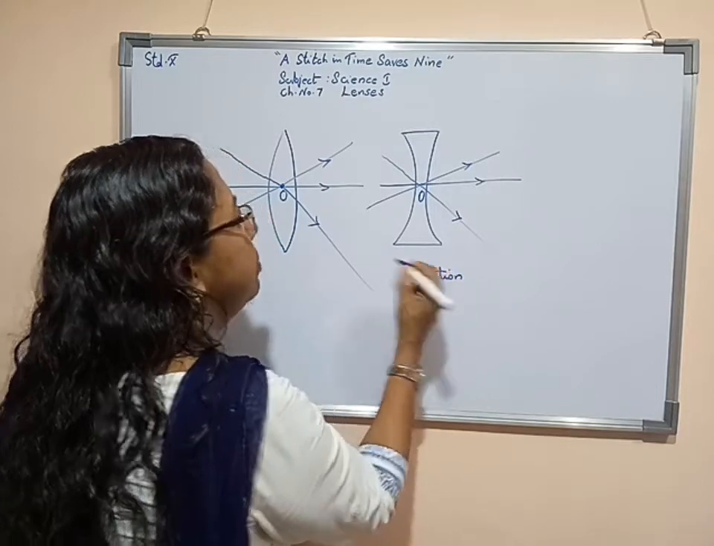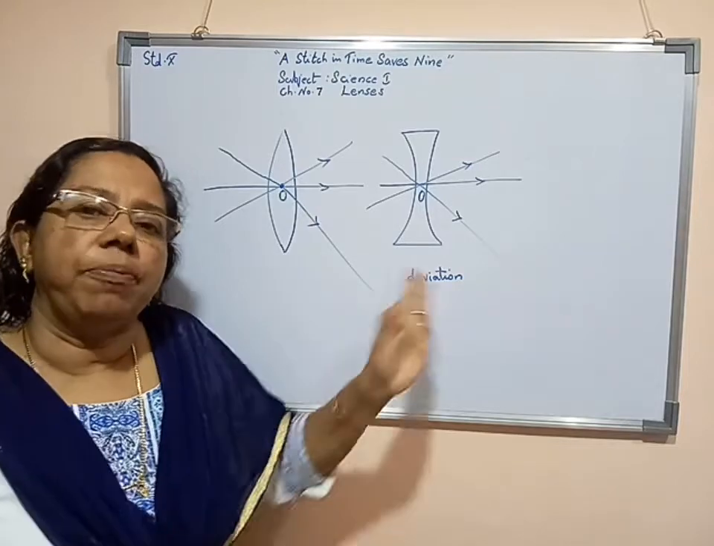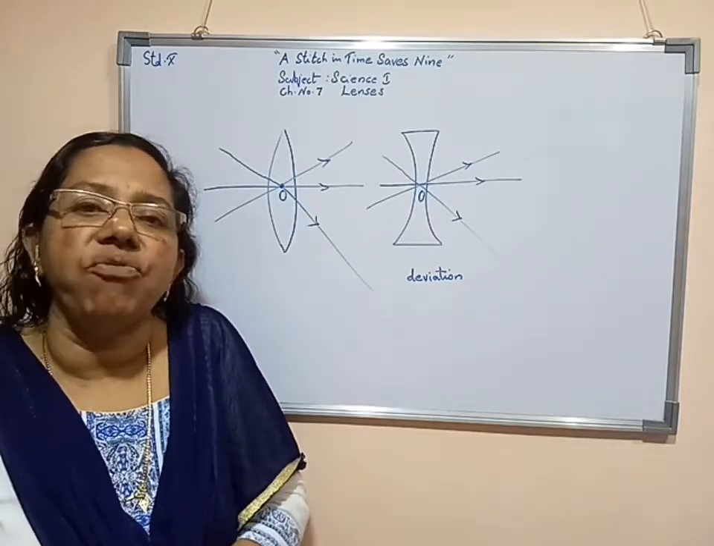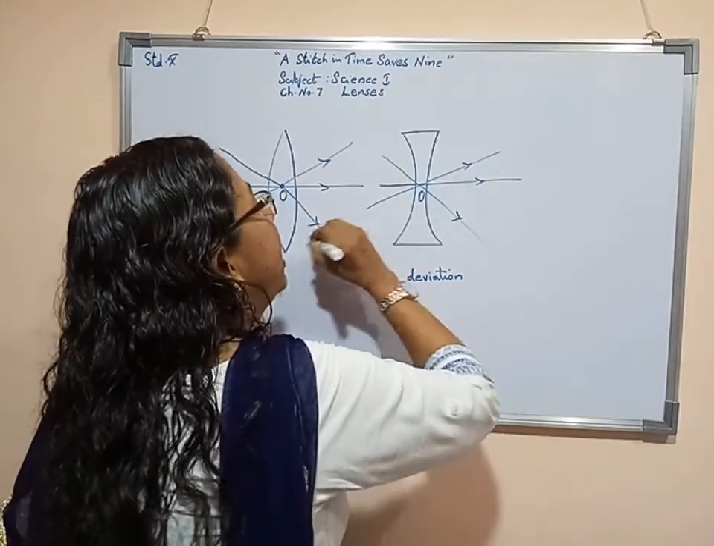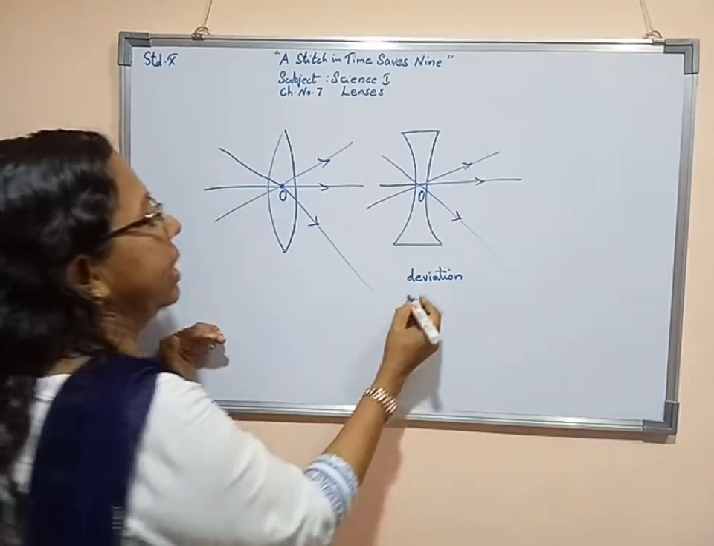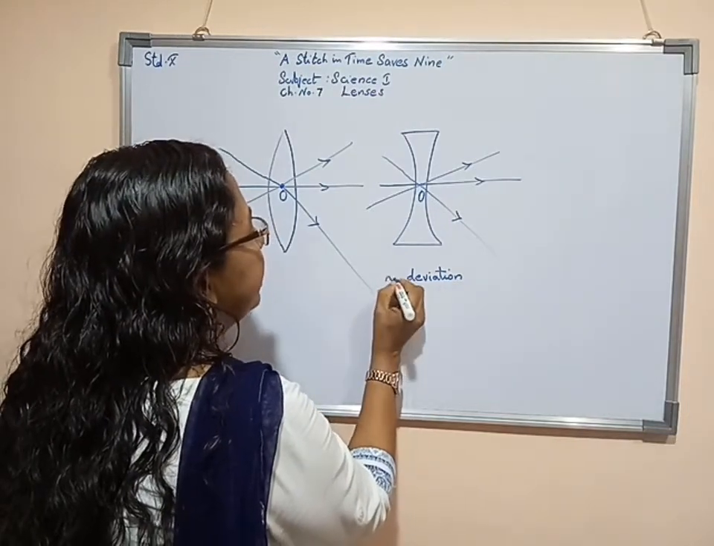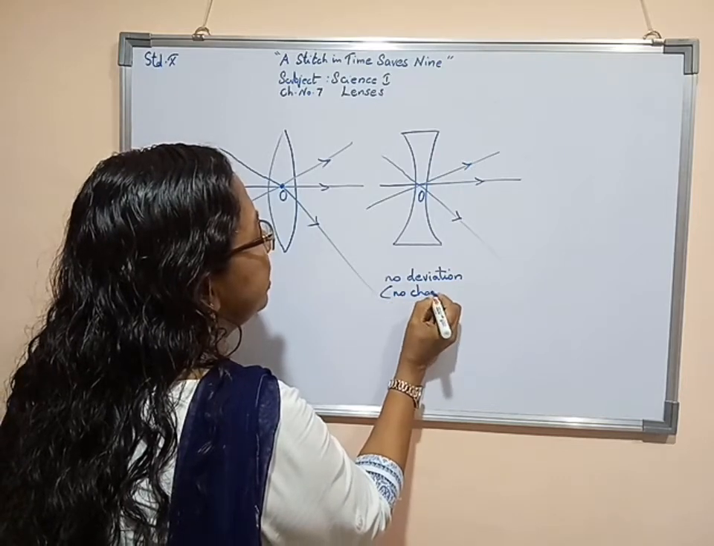D-E-V-I-A-T-I-O-N. Deviation means that without any stop, in a straight line, the light will pass. There won't be any change in the way of light. So without deviation means there won't be any change in the direction. So we can write no deviation. Here no deviation means no change in the direction.